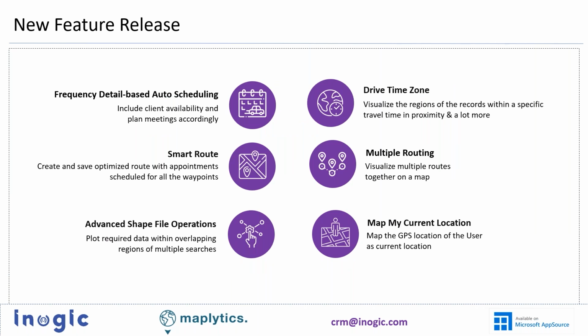So first, we'll be going through the feature of frequency-based auto scheduling. It's possible that your clients are not really available all of the time for a meeting. It might be possible that your clients are available for a certain time frame. So in this release, we have considered the availability of a company as well, and auto scheduling will provide you the schedule based on that.